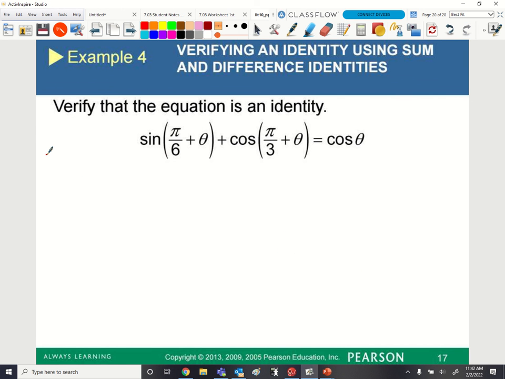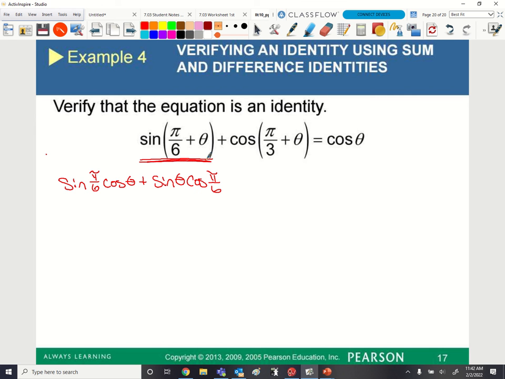All right, so we're continuing what we have. So we're verifying that this is an identity. So what I need to do here is go through and expand this. I'm going to start by expanding my first one. Sine of, this is basically my A and my B. So this right here is going to turn into sine of pi over 6 times cosine of theta plus sine of theta times cosine of pi over 6.